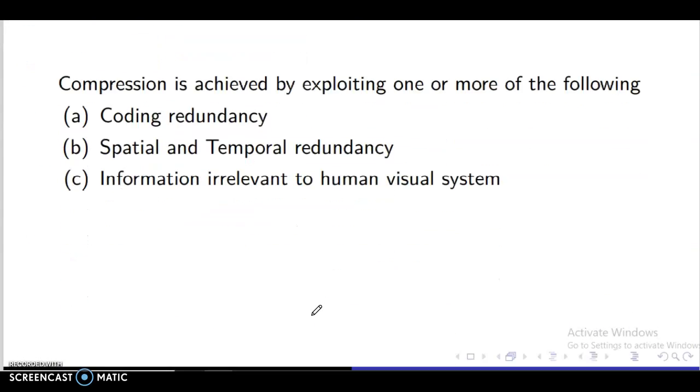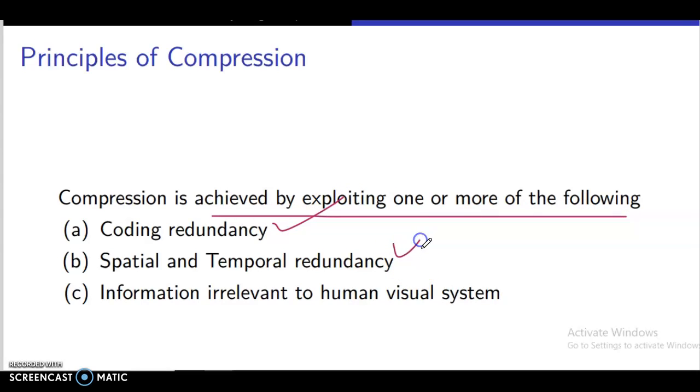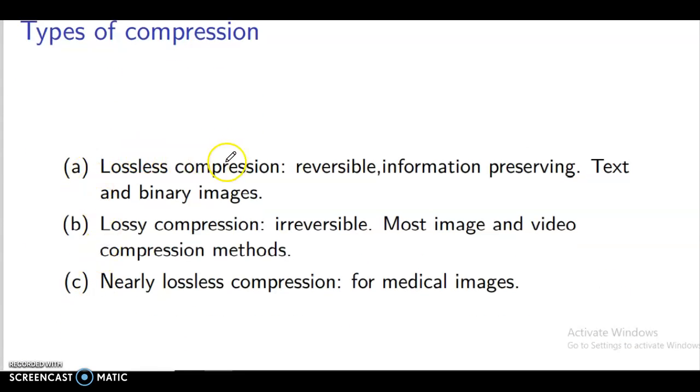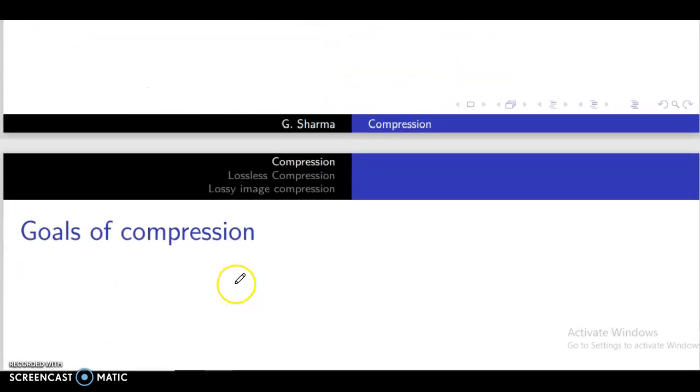Principle of compression. Compression is achieved by exploiting one or more of the following: coding redundancy, spatial and temporal redundancy, information irrelevant to the human visual system. Types of compression: lossless compression, reversible, information preserving, for text and binary images. Lossy compression, irreversible, most image and video compression methods. Nearly lossless compression for medical images.